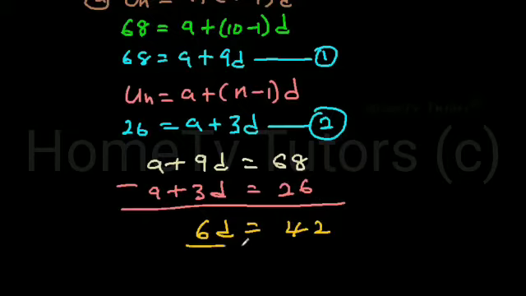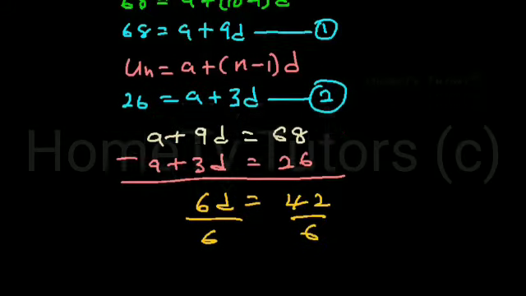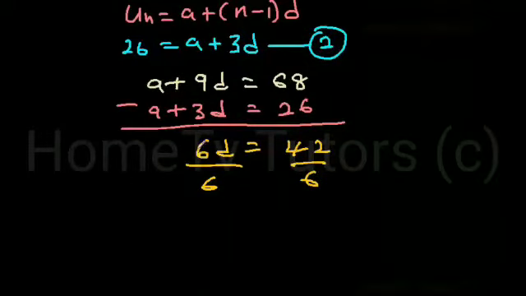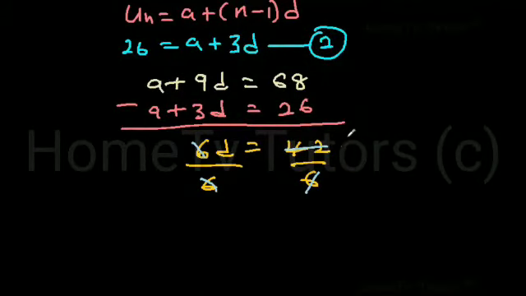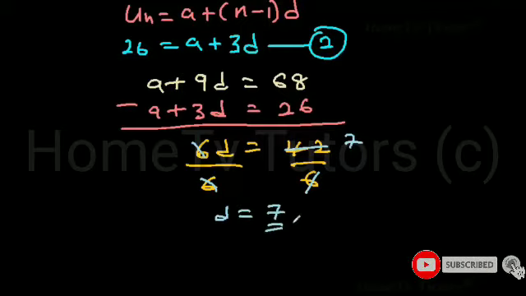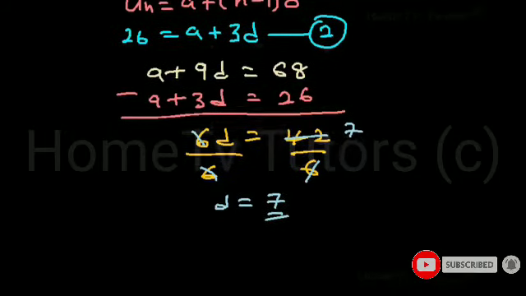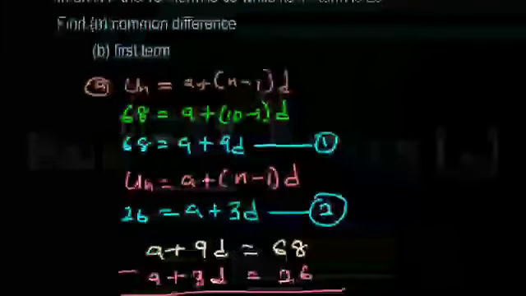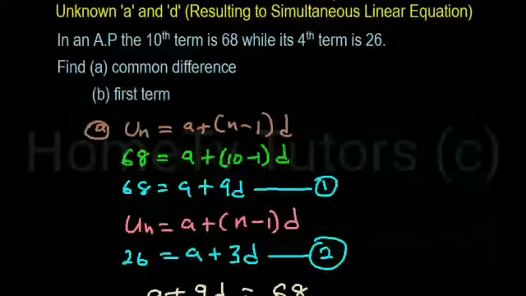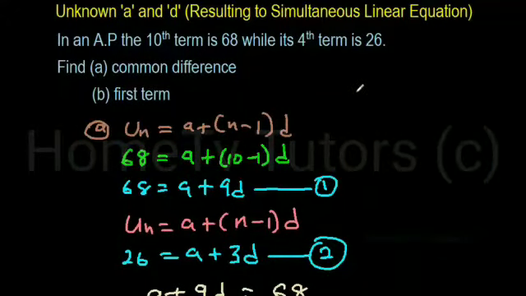So now we divide both sides of the equation by 6. So 6 cancels 6. 6 in 42, we have 7. So the common difference is equal to 7. So now we are to find the first term. Let us solve it here, the first term. So now we substitute 7 for the value of d in equation 2.